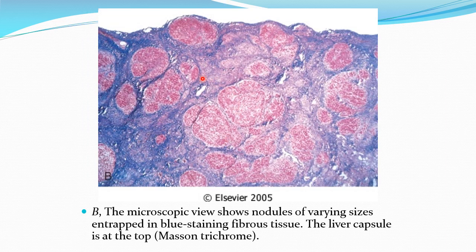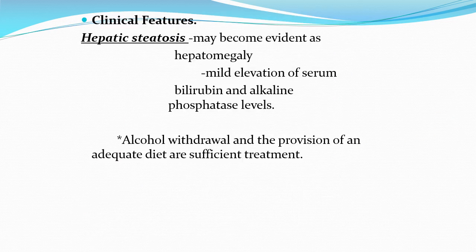This is a microscopic view of the nodule, stained with Masson trichrome. Varying sizes of nodules are there, and they are entrapped by the blue-staining fibrous tissue. All of this blue-stained area is the fibrous tissue stained with the trichrome. So these were the morphological features.